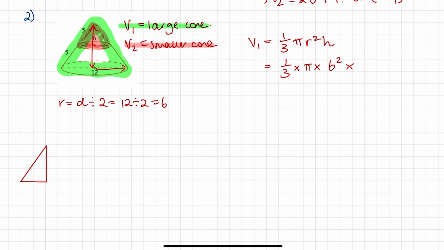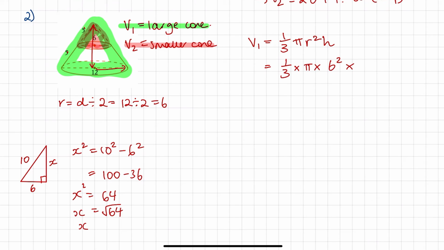Okay, so at the bottom it's 6, our radius, and our slant height is 5 plus 5, which is 10. Got a right angle, and we need to find x. So x squared equals 10 squared minus 6 squared. This equals 100 minus 36, which equals 64. Then we square root that, and x equals 8.